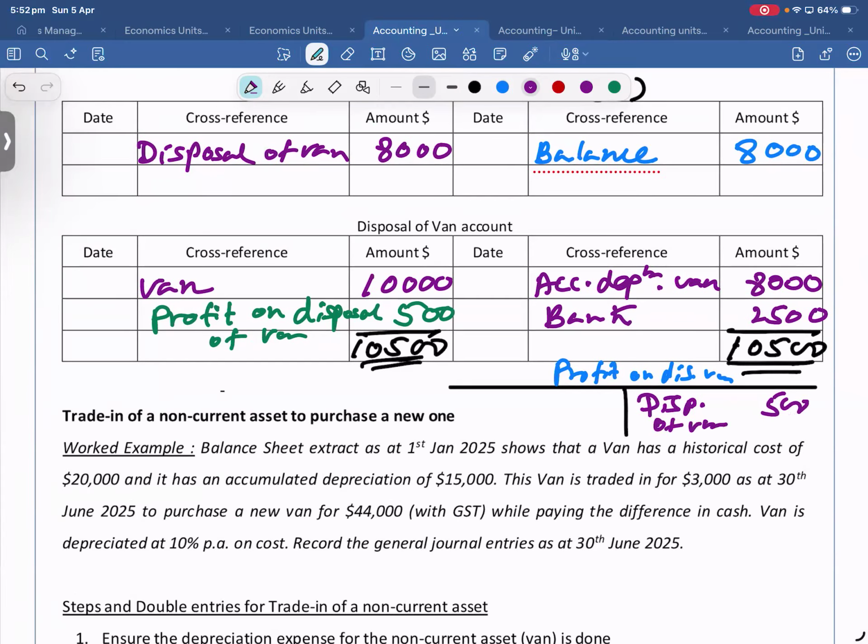Then this one, what do you do? This 500, transfer this to profit. Transfer to the profit and loss summary. Right. Yes. So this one will transfer to the P&L summary. And where do you report this? Income statement, under other. Not cost of goods sold, okay? Don't report it in COGS. It's not related to inventory.